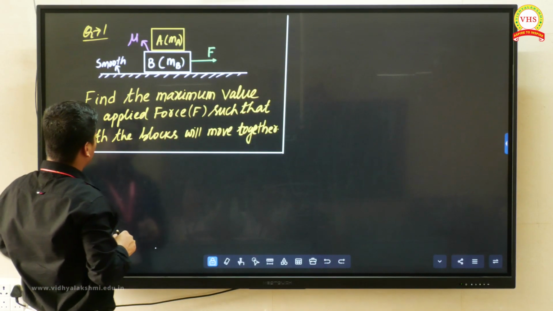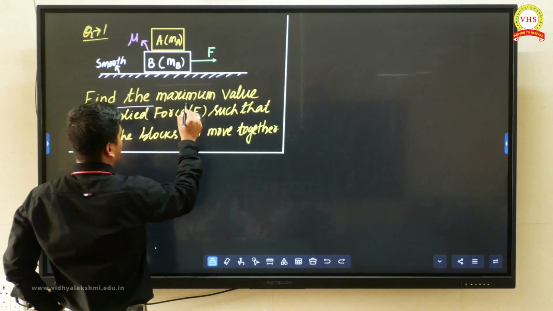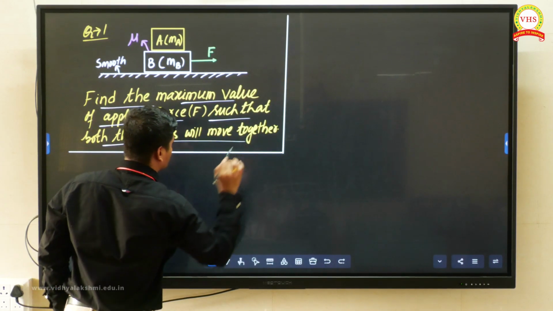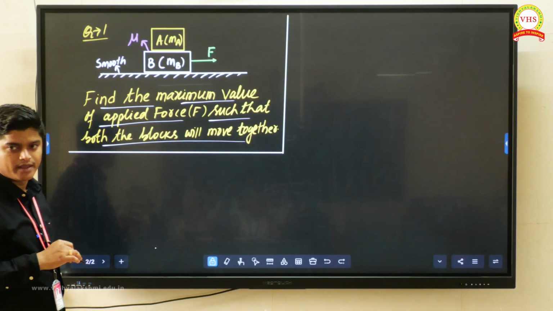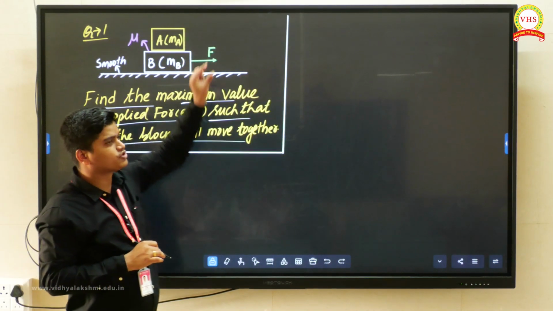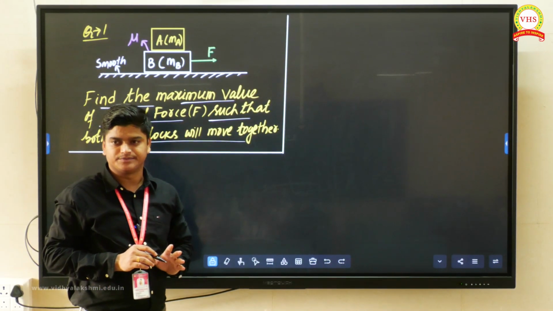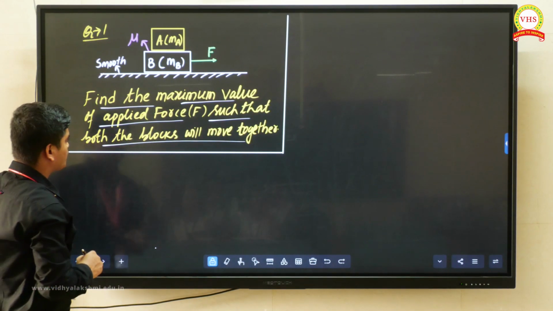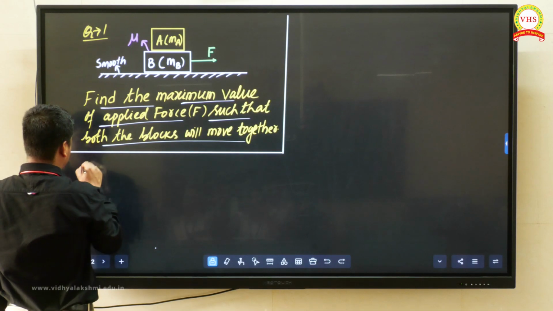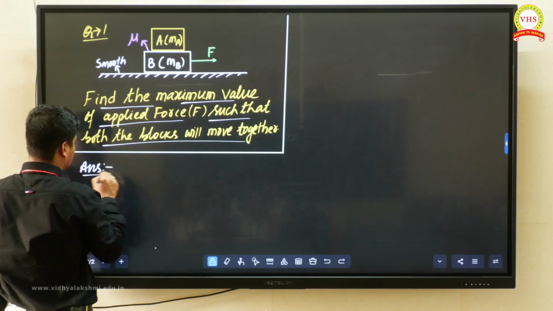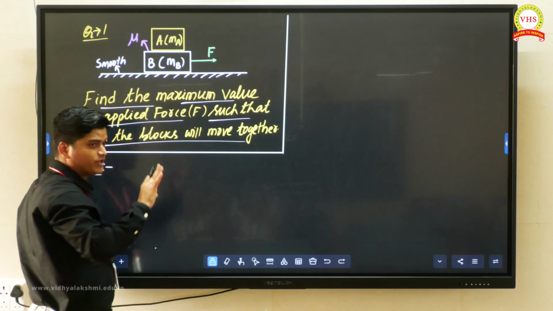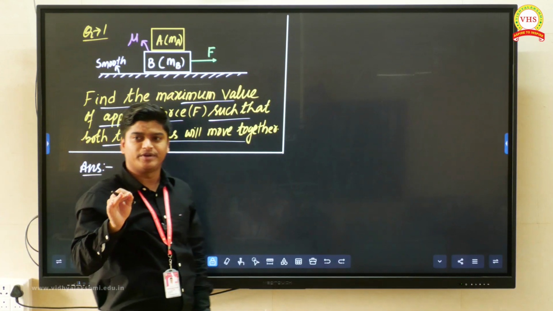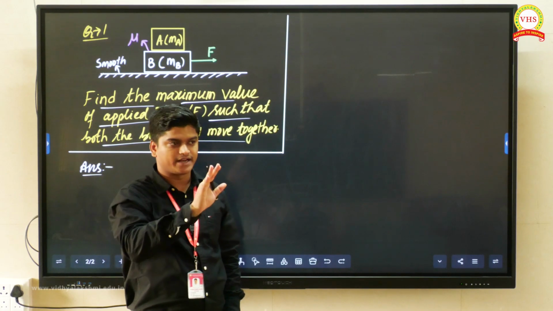Okay. Now what they are asking here: find the maximum value of applied force such that both the blocks will move together. How much maximum force do you need? Now all of you listen. Here, what we can do first: both the objects are moving together, which means their acceleration will be the same, a common acceleration a.